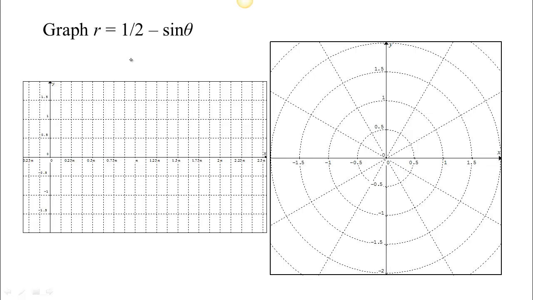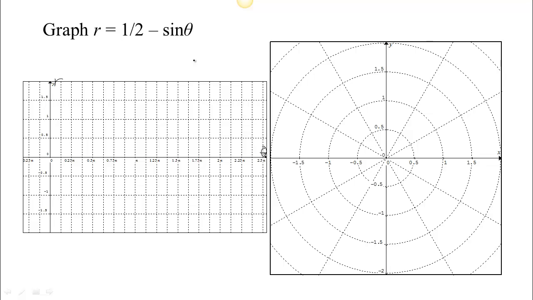So here's another example of graphing a polar equation. We have r as a function of theta. What we want to do first is to graph this function in r theta space. So we're going to have theta along this axis, and we're going to have r along this axis, and we're going to draw the graph.